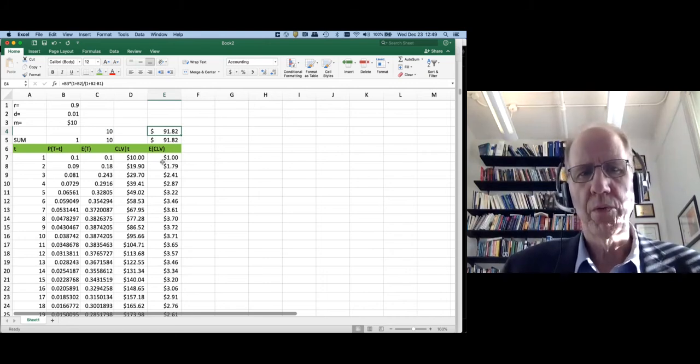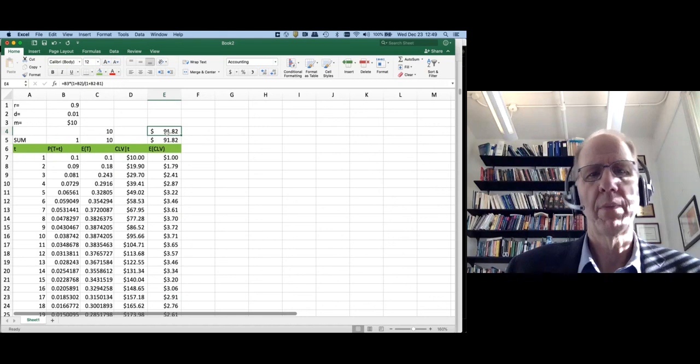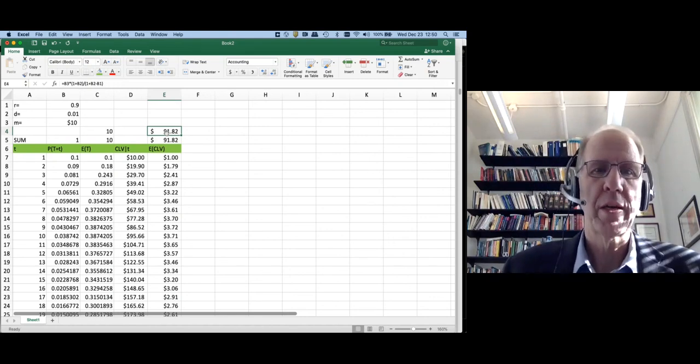Now, another reason for doing the spreadsheet approach is we're going to have to do something similar to this once we get to the general retention model, because we're not going to have this nice closed form expression for it. So I think there's some value to knowing the spreadsheet approach, even if you understand all the algebra.